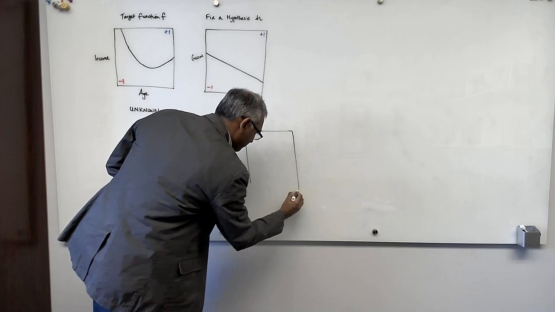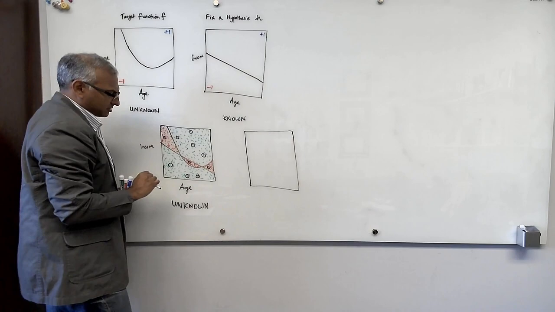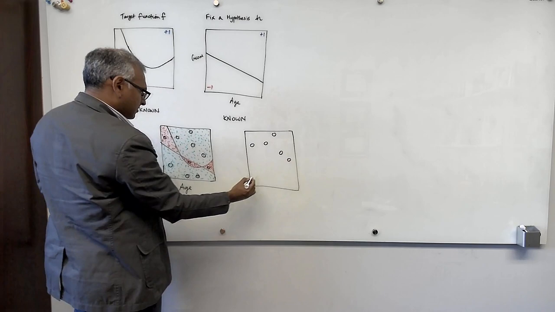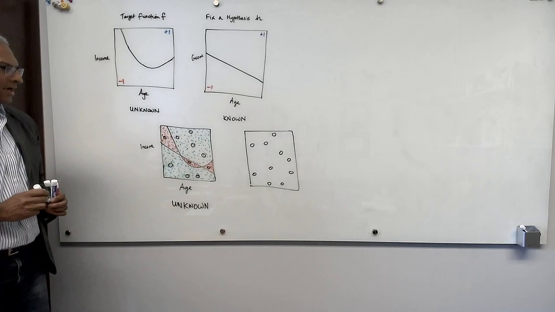I could put in here my hypothesis, but for the moment I don't need to. It really just has these points: 1, 2, 3, 4, 5, 1 here, 1 here, and then these 3, 1, 2, 3, 4, 5, 6, 7, this guy and that guy. That's what I would actually see if I pick the data set. I won't see the green and red regions.